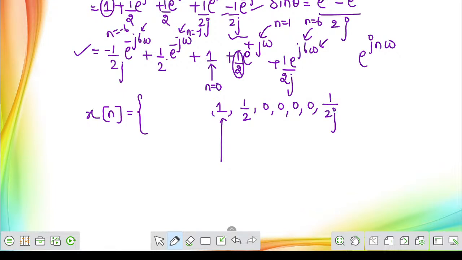Similarly on the left hand side, at n equal to minus 1 we have 1 by 2. At n equal to minus 2, 0. Minus 3, 0. Minus 4, 0. Minus 5, 0. At last we have minus 1 by 2j at n equal to minus 6. Understand, sir? If they are asking you to form the sequence, they will give only two waveforms, either sine or cos. You just remember this sequence. This is a little bit important.